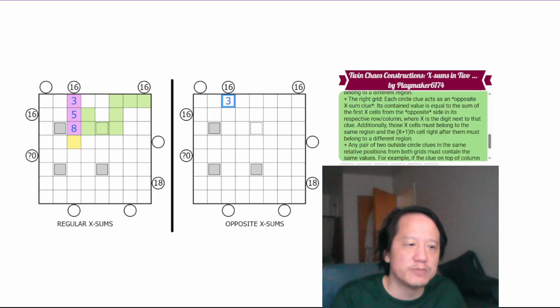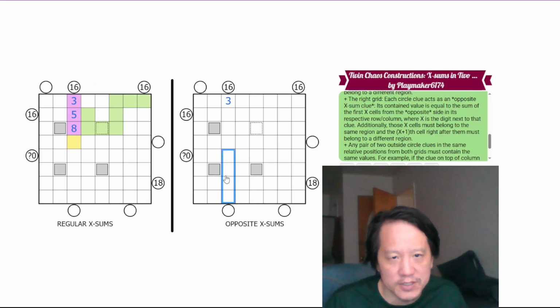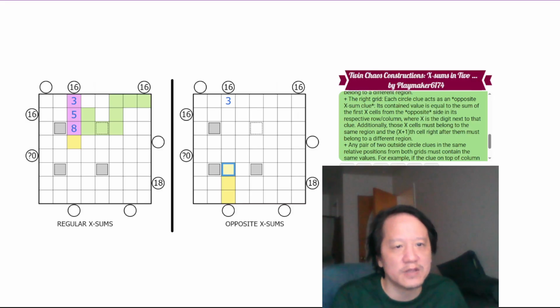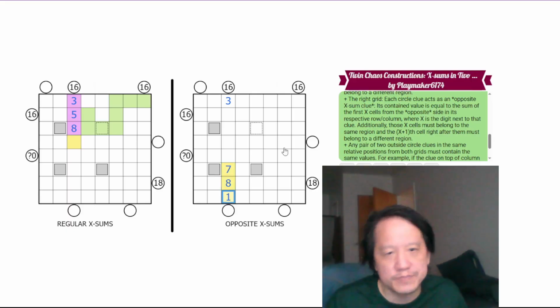So say, for example, we had 3 here. That means in the opposite end of the column, these 3 digits would have to add up to 16. So you could have something like 7, 8, and 1 here, and that would be valid. So then these 3 digits would be in the same region, and this cell would have to be in a different region in this grid.